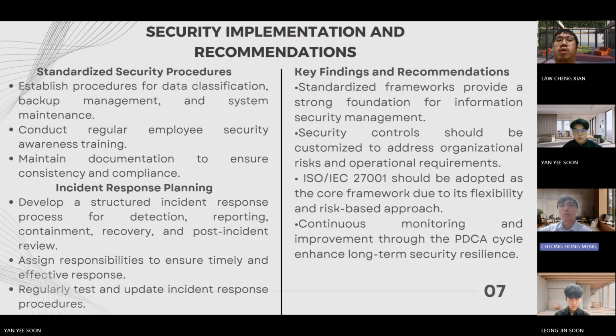In conclusion, we recommend adopting ISO 27001 as the core framework or model for information security management. By customizing its controls to address the retailer's unique requirements and continuously improving security practices through the PDCA cycle, the organization can strengthen governance, protect critical information access, improve incident readiness, and enhance long-term business resilience.